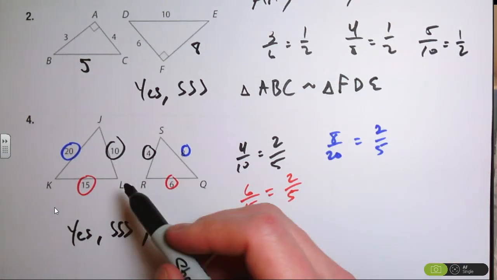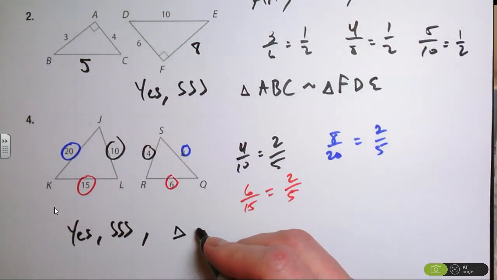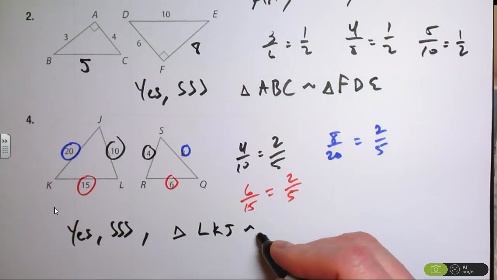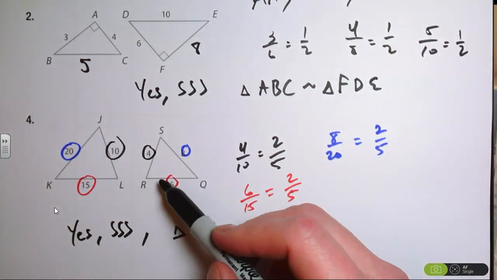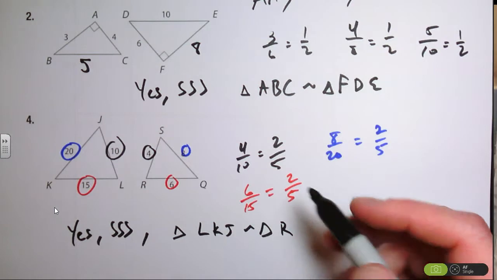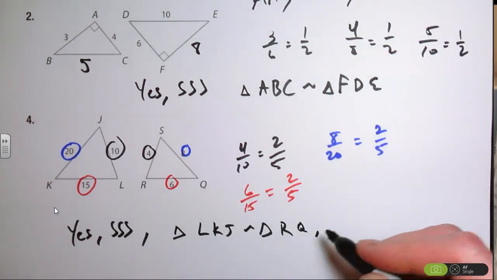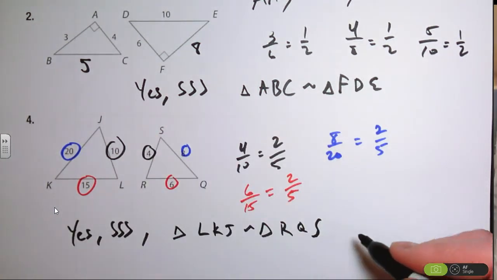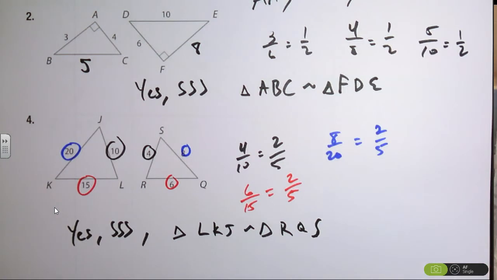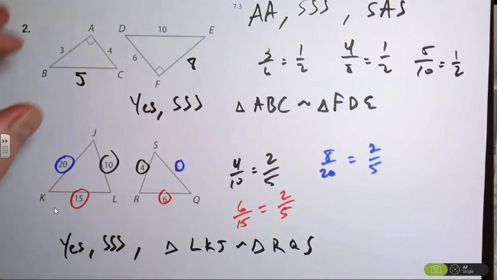And then I'll just pick, I don't know, LKJ. Triangle, let's see, L corresponds to R. K corresponds to Q. And J corresponds to S. Okay. Now we did 1 and 3 as well, but those are odds. So if you want extra problems, you could just look in the book.